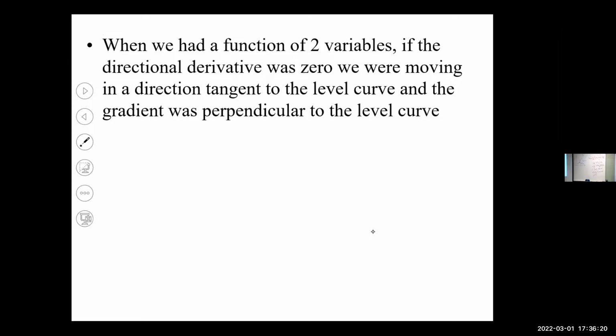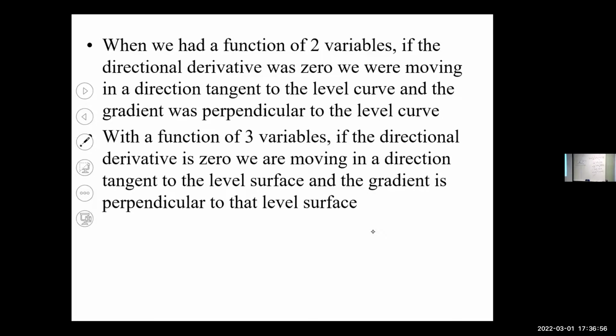So when we had a function of 2 variables, the directional derivative is 0 if we're moving in a direction tangent to a level curve, right? We've talked about that because then there's no rate of change. We're not changing height, right? It's kind of like if you're going on a trail around a mountain, if that trail doesn't go up or down, you have no rate of change. Yep. And the gradient is perpendicular to that, because that'd be your way to go up to the next level or down to the next level as quickly as possible.